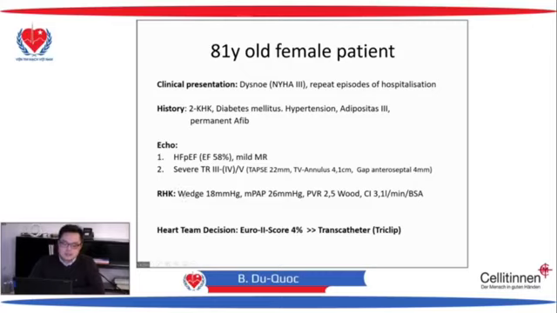And every patient gets a right heart catheterization to categorize the patient and to exclude precapillary hypertension. So this is a mild postcapillary hypertension, and the heart team decision is to do a transcatheter approach with TriClip.